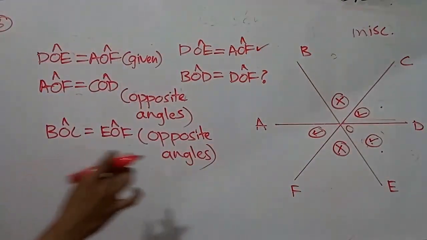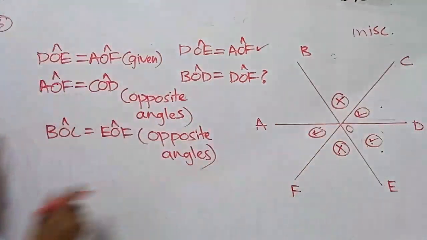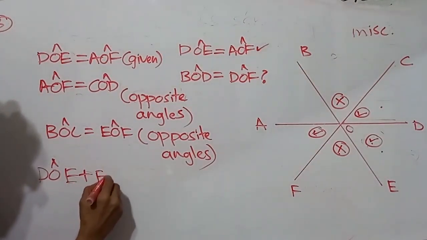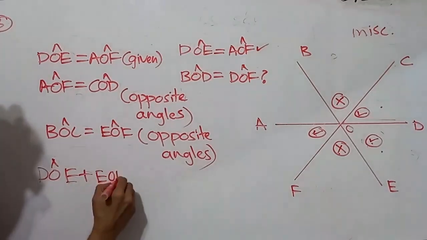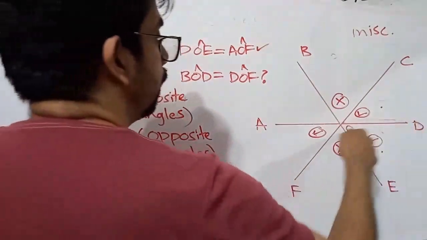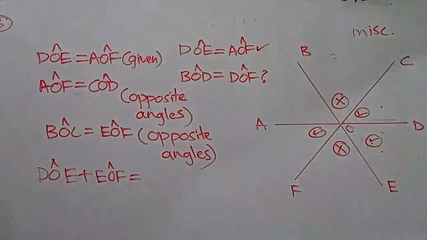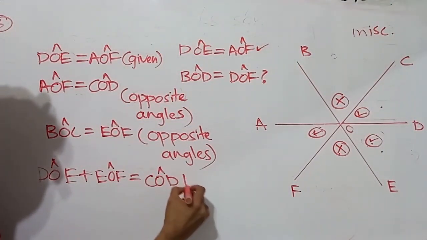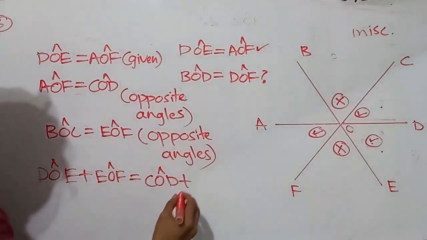Now we have equated the angles, right? DOE angle plus EOF angle, that is equal to this angle, then this angle, right? So COD plus COB.